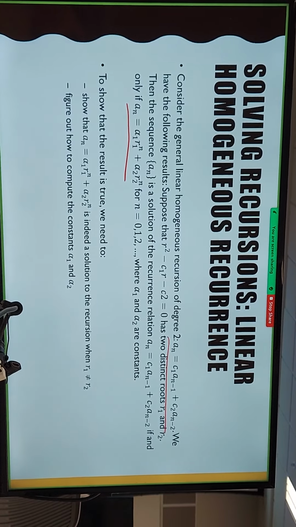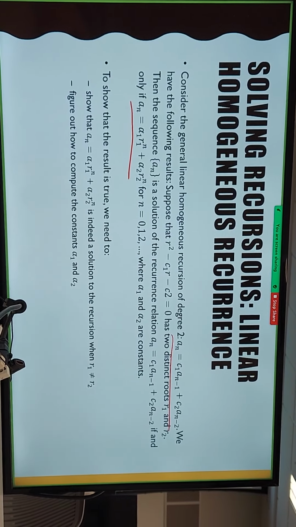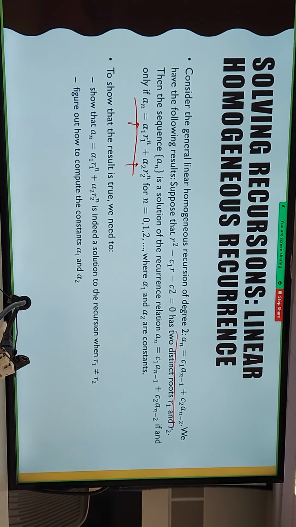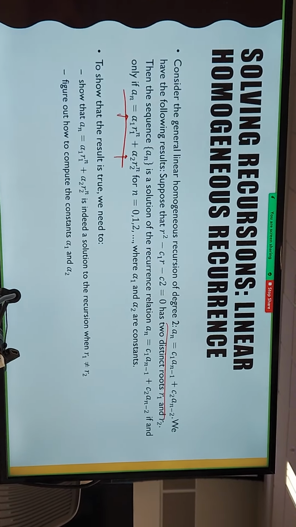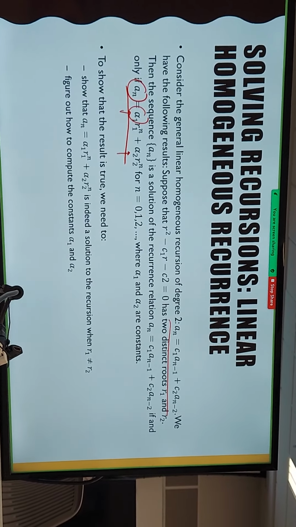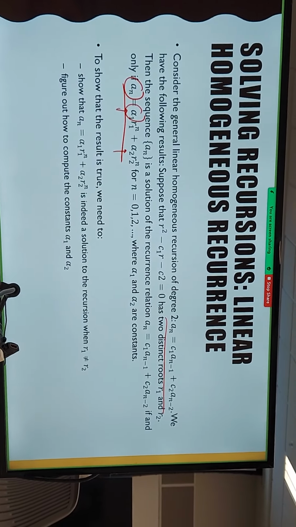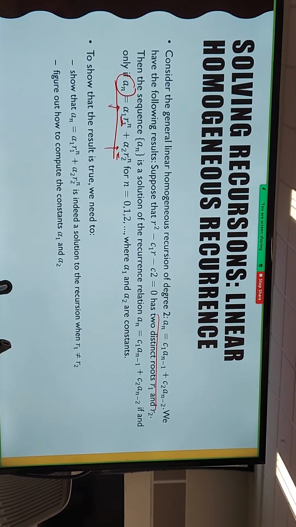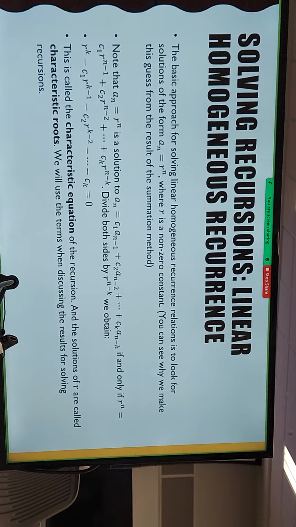plus alpha_2 times r_2 to the power of n. Here alpha_1 and alpha_2 are constant coefficients, so they're not a. Don't mix them up with a; these are alpha. And r_1, r_2 are the different roots of the characteristic equation, so they are the characteristic roots.